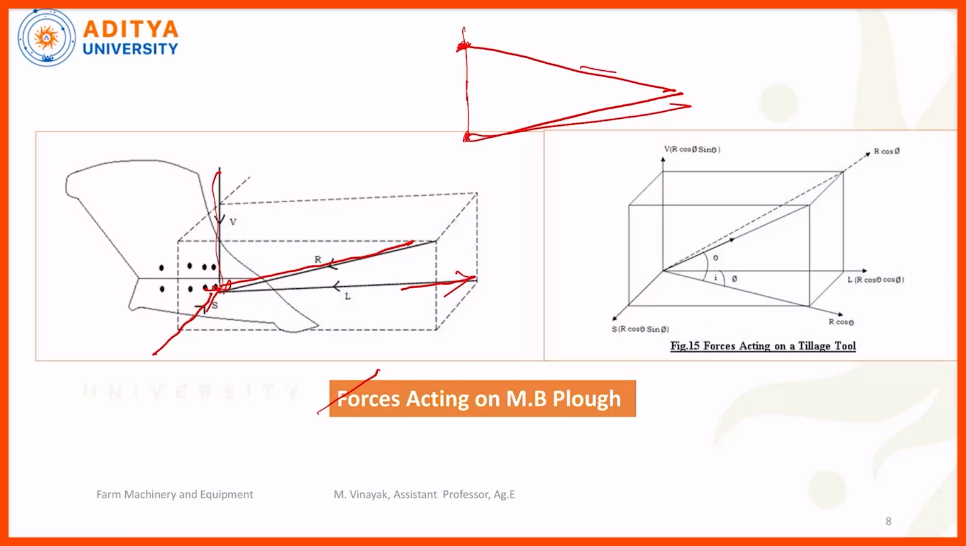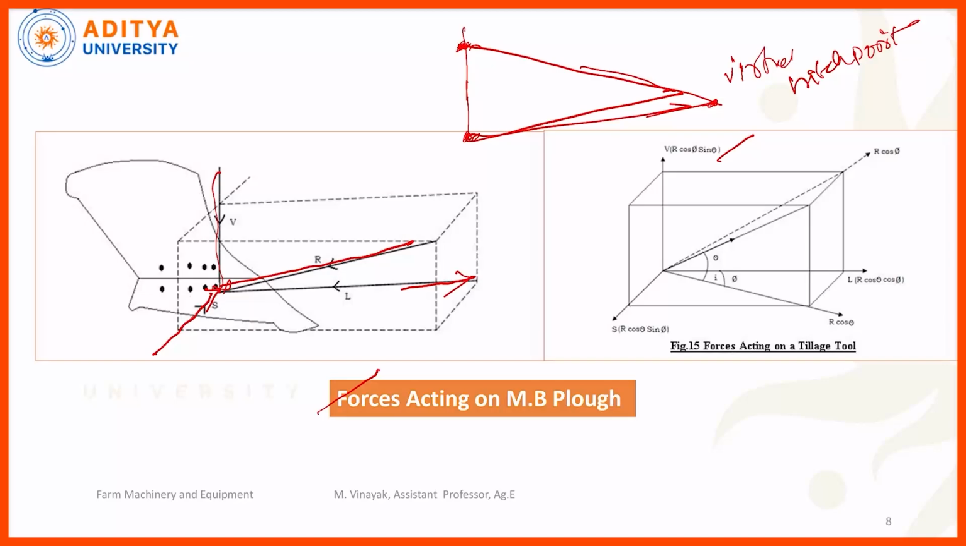Okay. So, the point of contact of both the top and bottom line of the 3-point hitching is called the virtual hitch point. Here we can see some of the forces acting on the moldboard plow. Here V is nothing but the vertical force. These are the resultant forces.